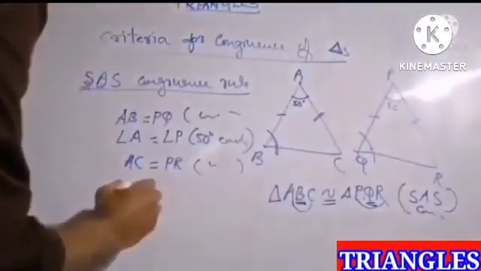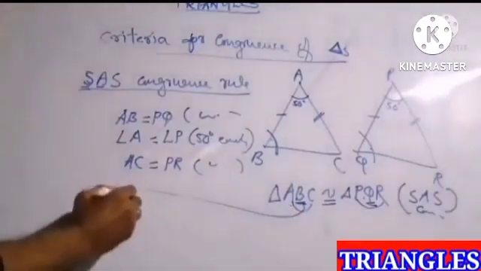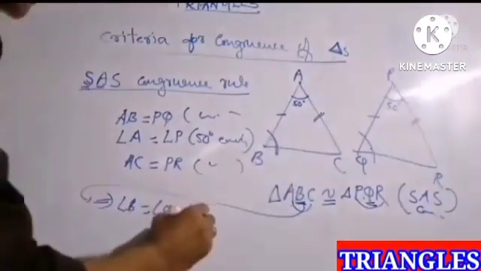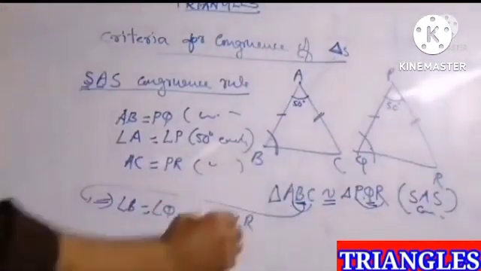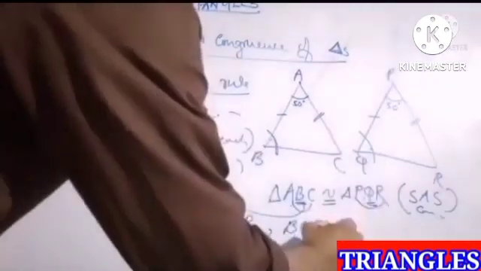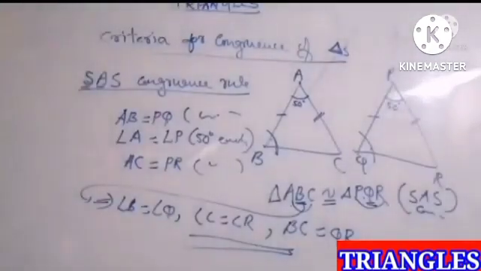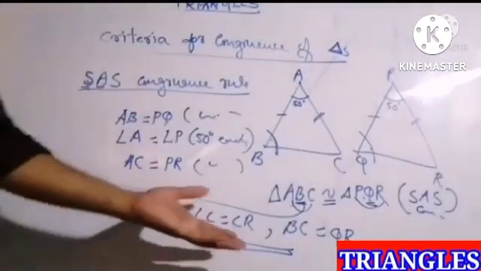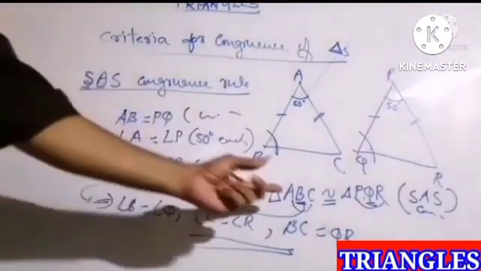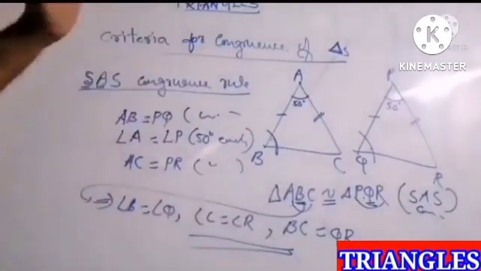So after this step, we can say that angle B equals angle Q, then angle C equals angle R. Also one more side, BC equals QR. So these are the unknown sides or unknown angles. When two triangles are congruent, all the other parts are also equal. So here we got triangle ABC congruent to triangle PQR by the SAS congruence rule.